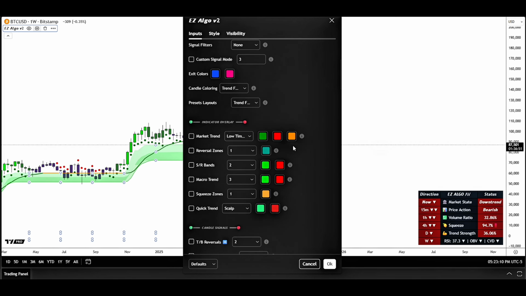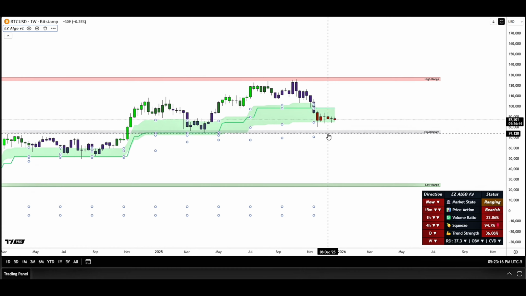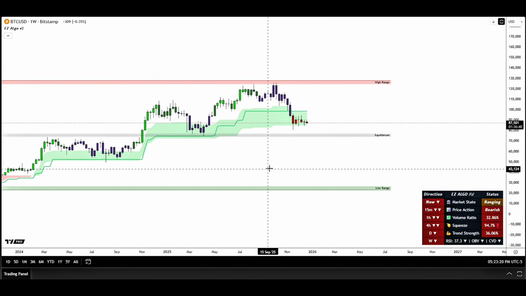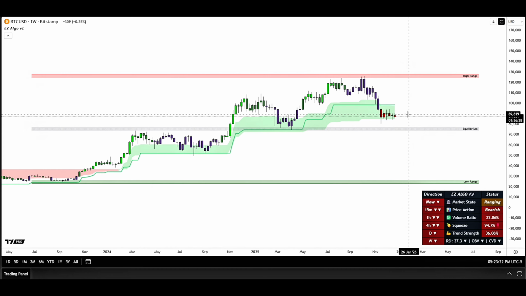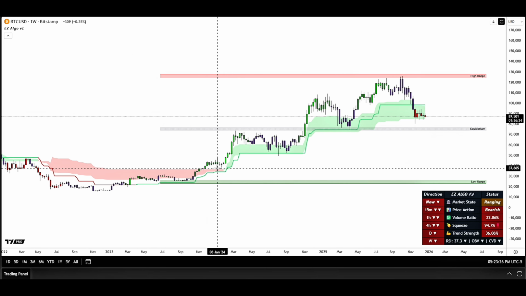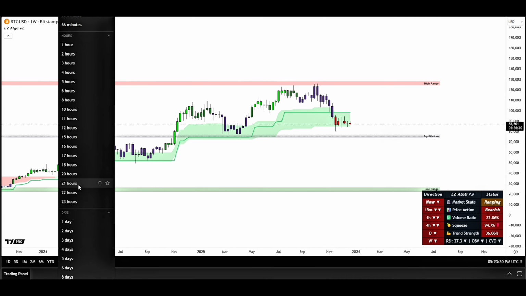Now let's say if you want something different, if we go down here, our swing trader preset, and basically that's going to give us our ranges again that we covered, our macro trend, which tells us the direction it's heading, and it's going to give us our quick trend but on swing mode. And that can give us a higher time frame look at what direction price is heading in.